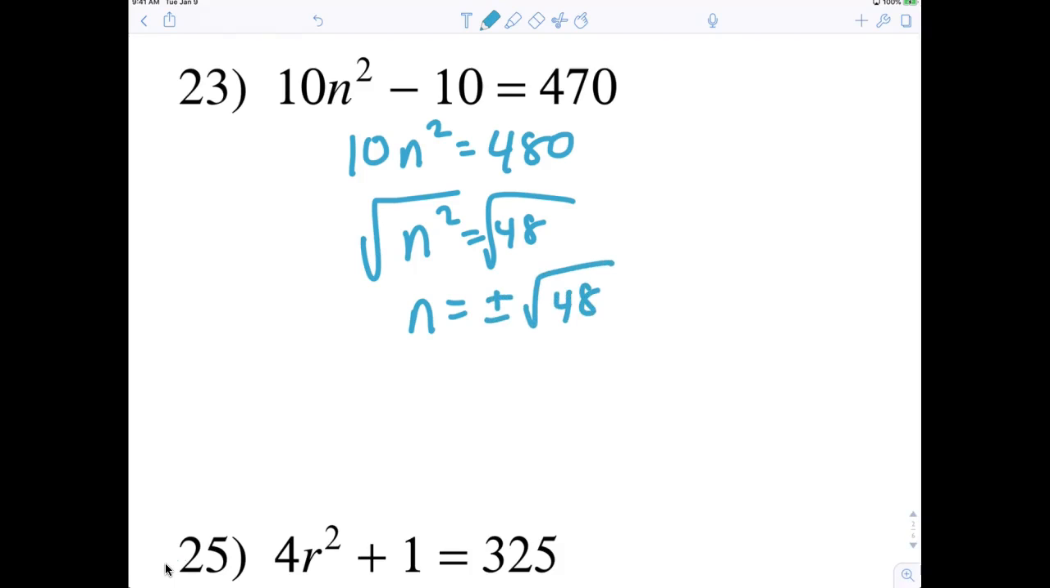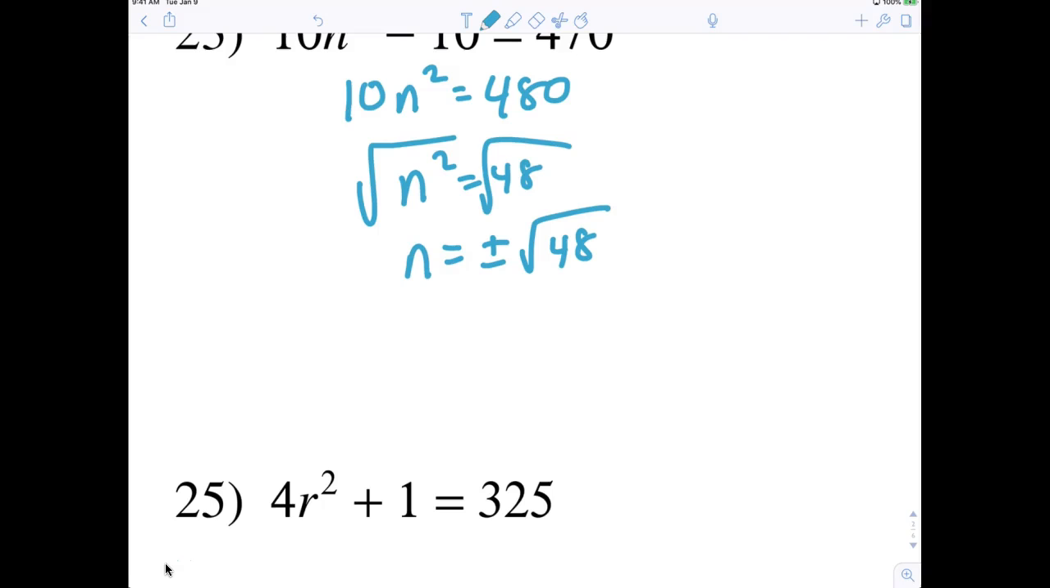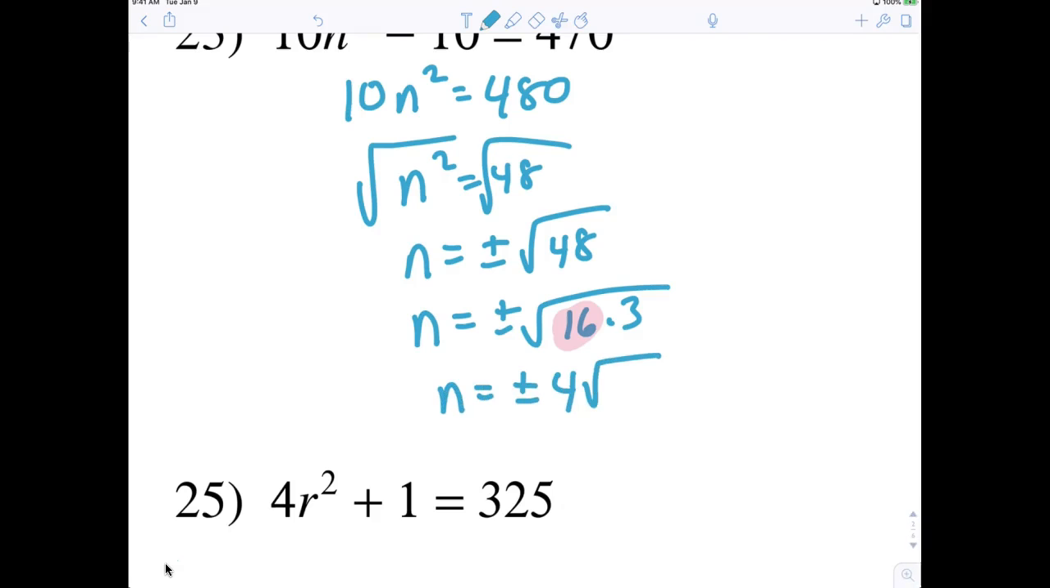Does anybody remember what 48 broke down to from last time? 4 times 12. Yes, but there's a better one. No, neither one of those is good. 16 times 3. 16 and 3. All right, yes, you're correct. You could use 4 and 12, but then you'd have to break down 12. I'm trying to get you to remember that 48 is 16 times 3. So when you take the square root of 16, what do you get? So it's plus or minus 4 radical 3.